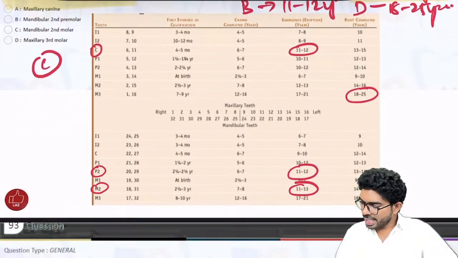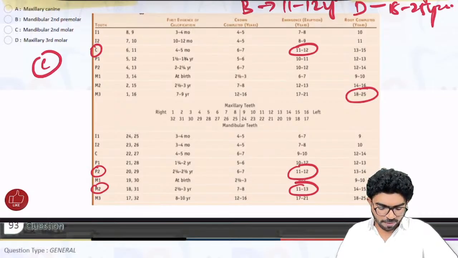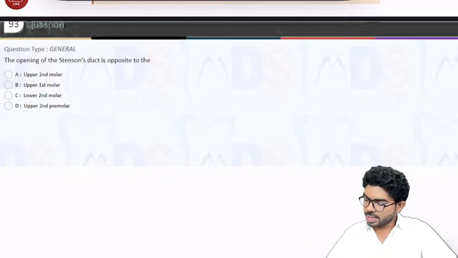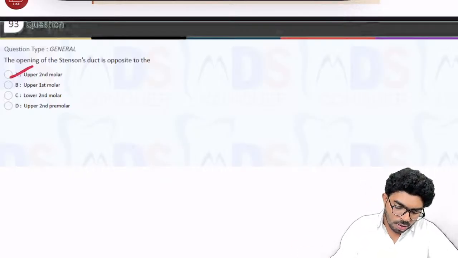So question number 93, again, a straightforward, simple question. Stenson's duct opens. Stenson's duct is the duct of your parotid gland, which opens into your upper second molar. Straightforward question, option A.